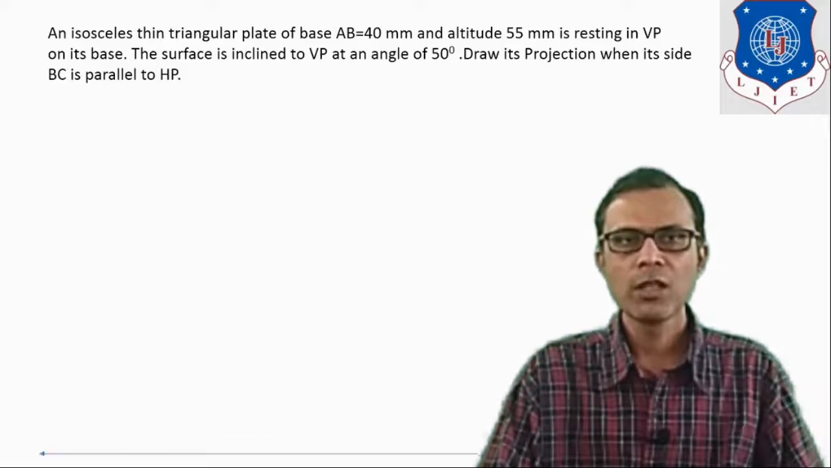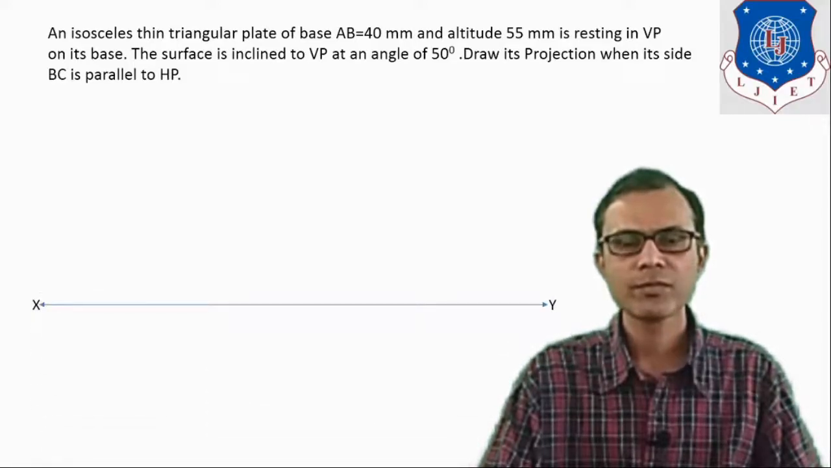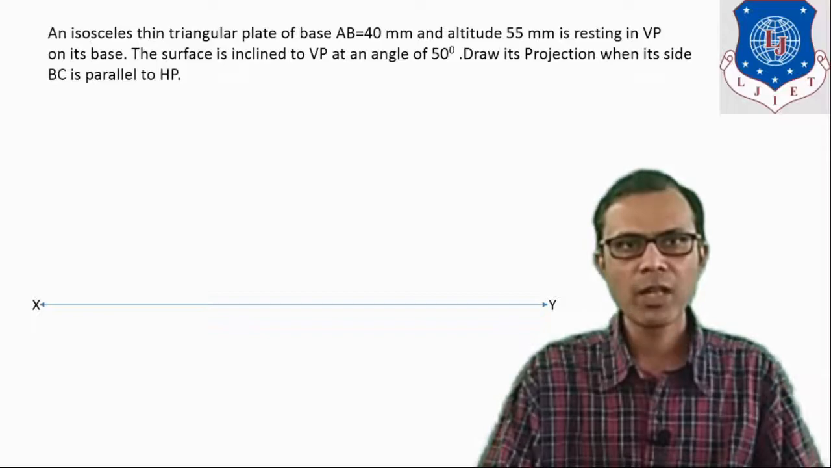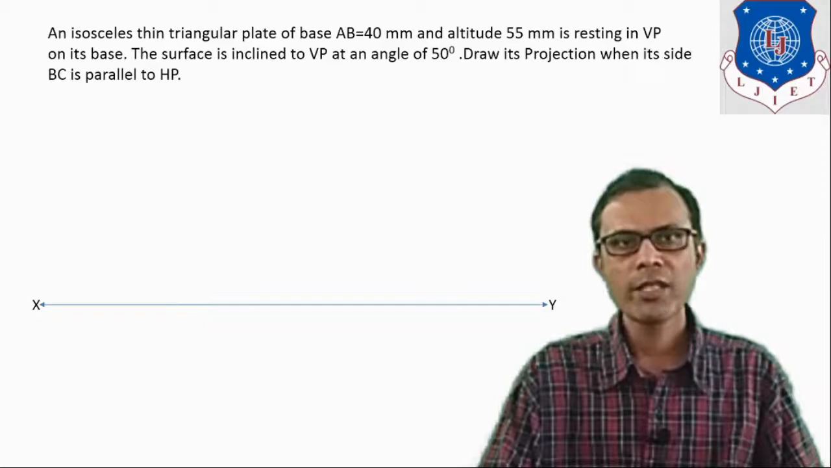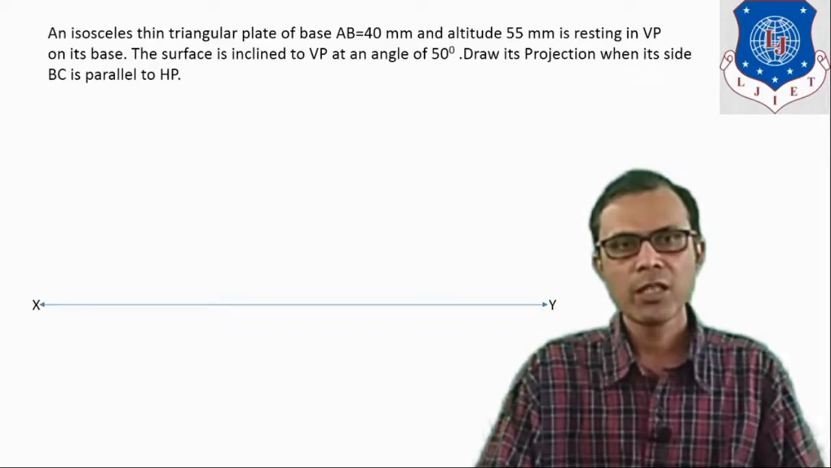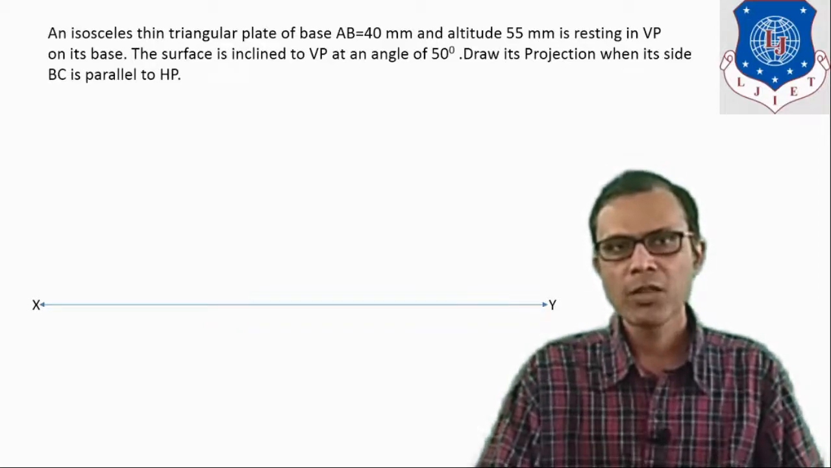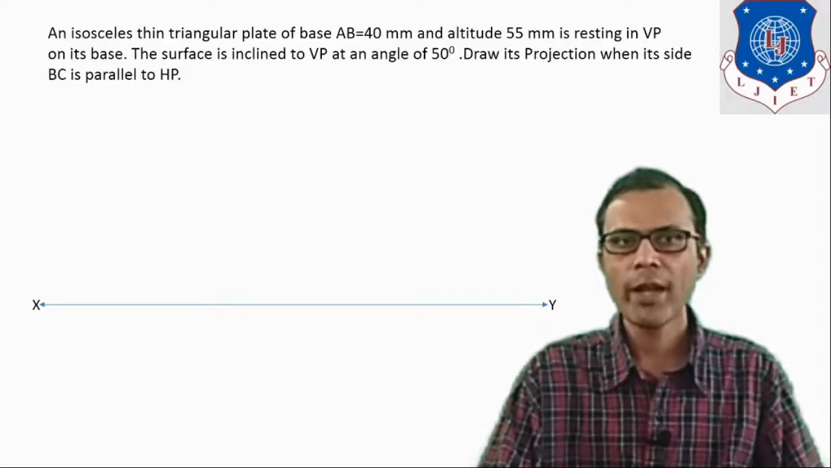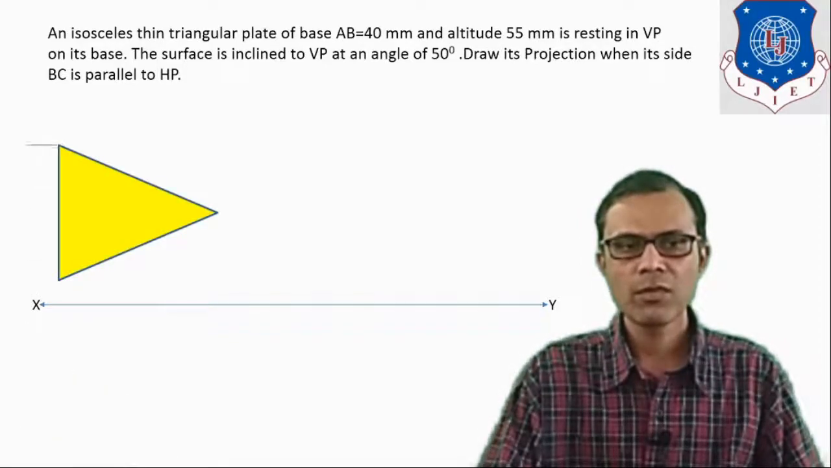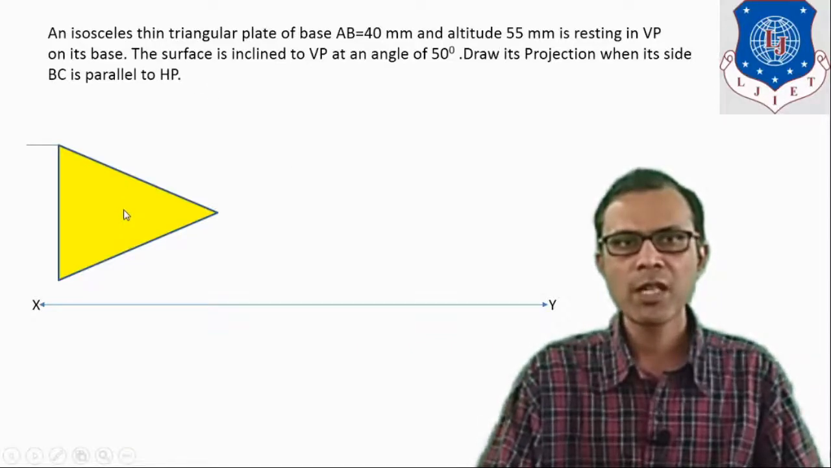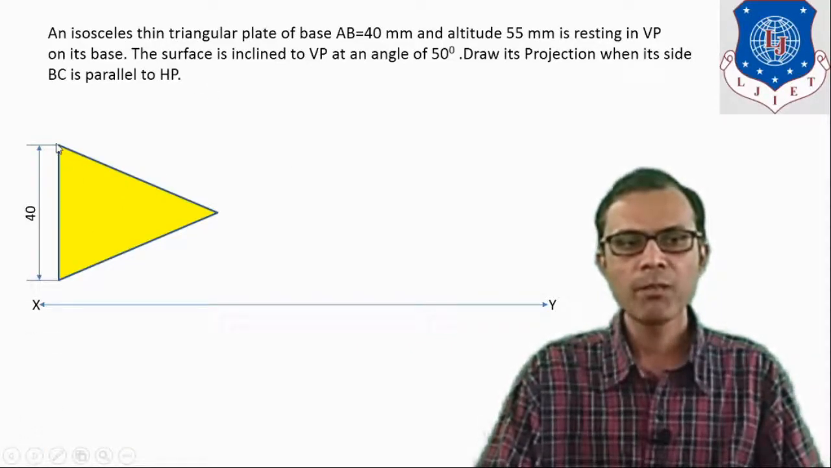First of all, draw reference line XY. Start from the front view, that is true shape of the isosceles triangular plate. Now it is resting on its base AB. So that base line AB should remain perpendicular to XY line. So it is a true shape of isosceles triangular plate and its baseline AB is 40 mm. Altitude is from this midpoint of base up to this apex point. This length is known as the altitude.